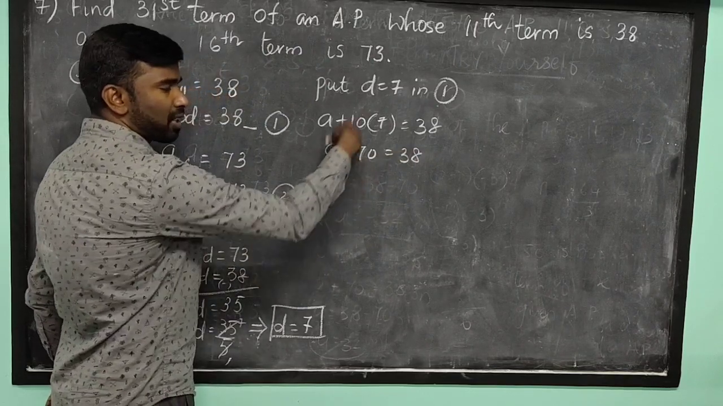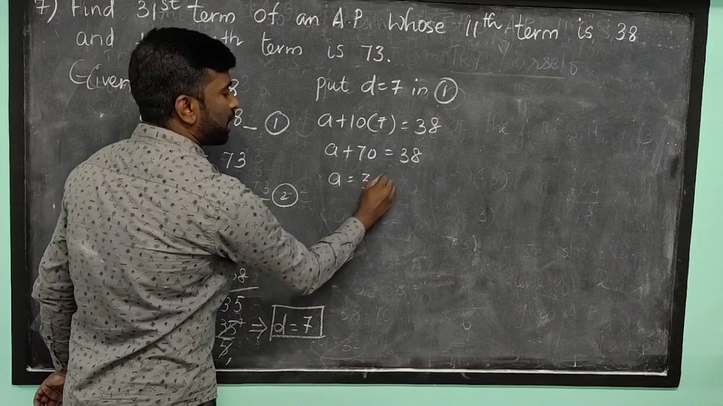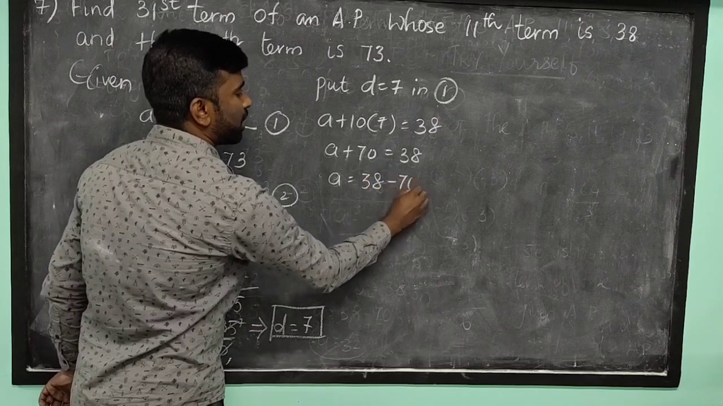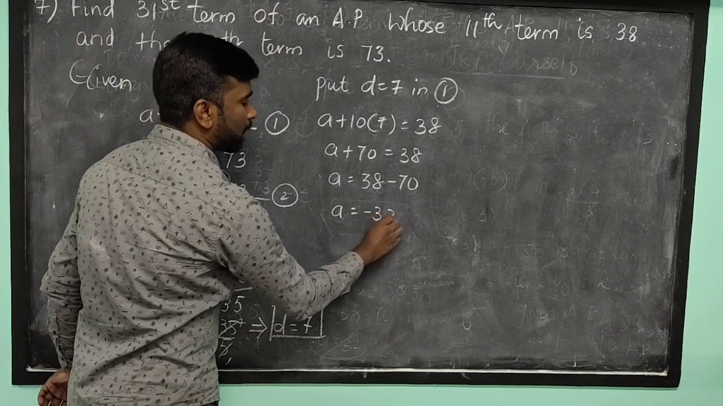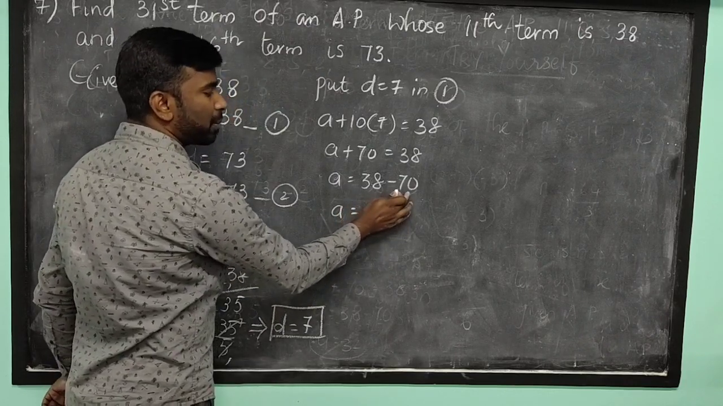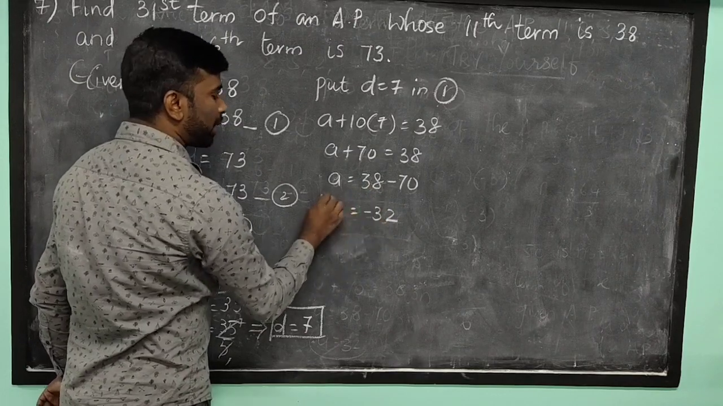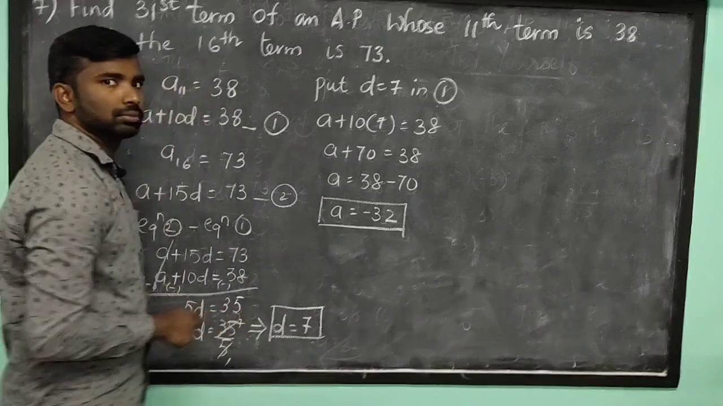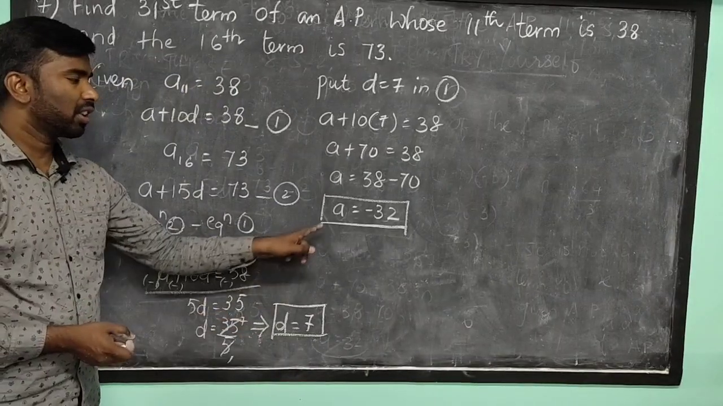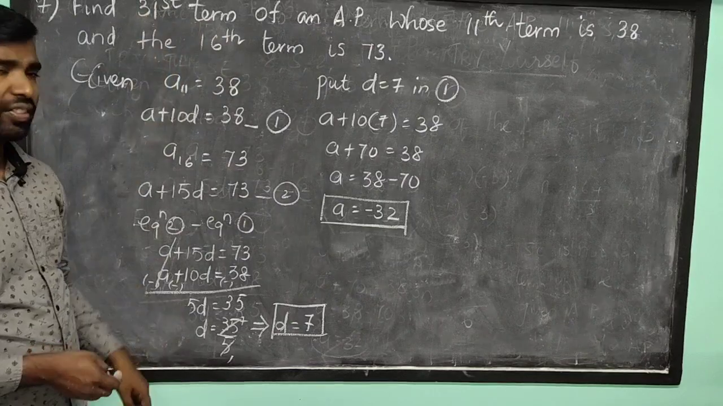Now shift plus 70 to the RHS, it becomes minus 70. A equals 38 minus 70. Now you get A equals minus 32, because you are subtracting a bigger number from the smaller number, put a negative sign and do the subtraction. Students, now we got the value of A and D. Now we can find out the 31st term.